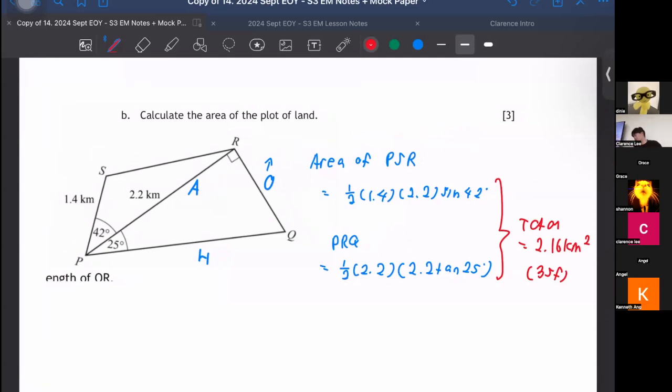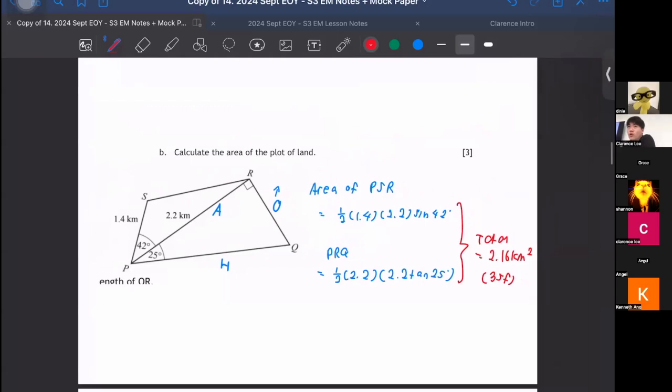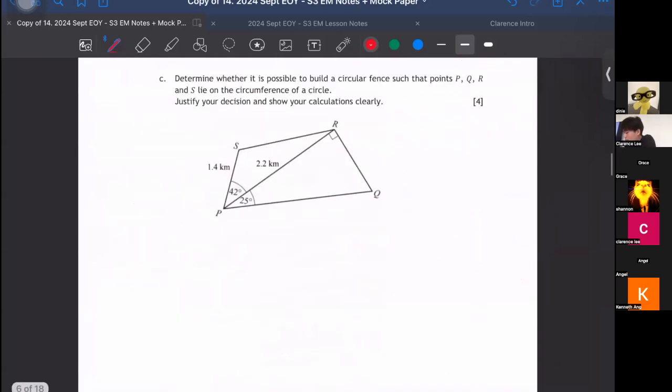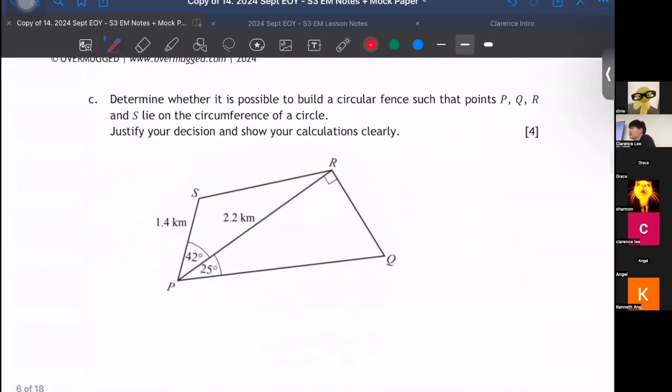Like why you cannot solve this question. So let me move on to the last one. The question said, determine whether it is possible to build a circular fence such that the points P, Q, R, S lie on the circumference of a circle. No, it is not a Sec 4 topic. It's just trigo and properties of circle. Justify the decision and show your calculations clearly.